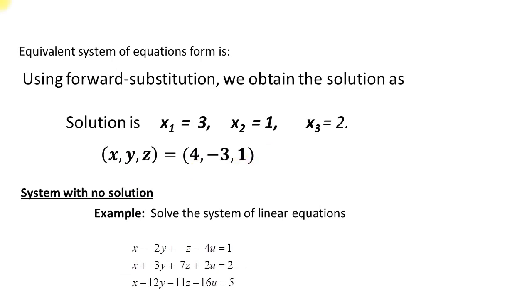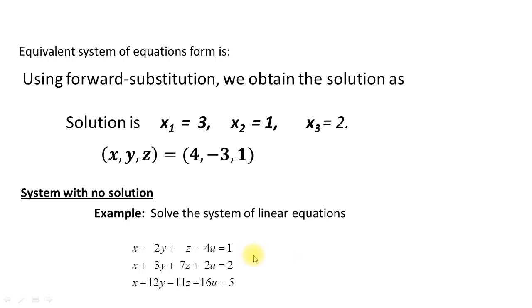So this is the required solution of the given system. Now sometimes a system has no solution. Suppose we have a system of 3 equations and 4 unknowns x, y, z and u. x minus 2y plus z minus 4u is equal to 1, and x plus 3y minus 7z plus 2u is equal to 2. x minus 12y minus 11z minus 16u is equal to 5.